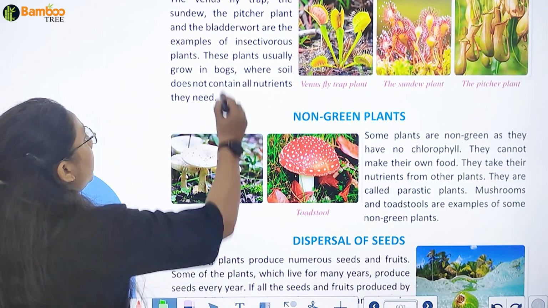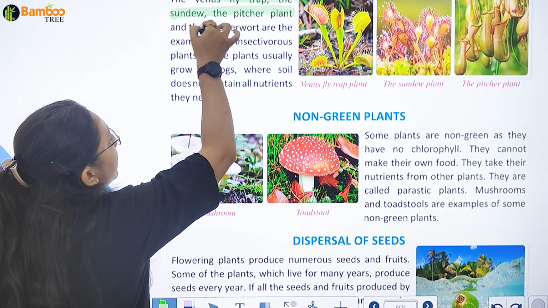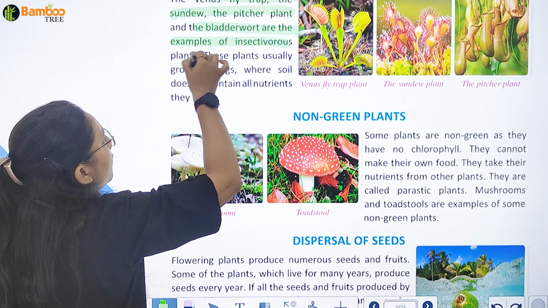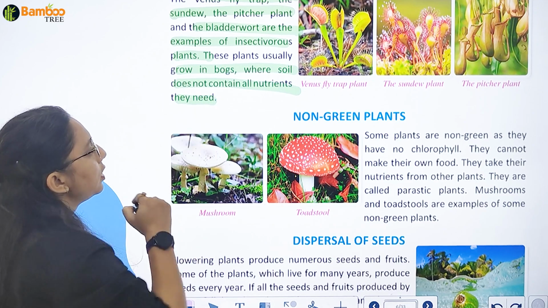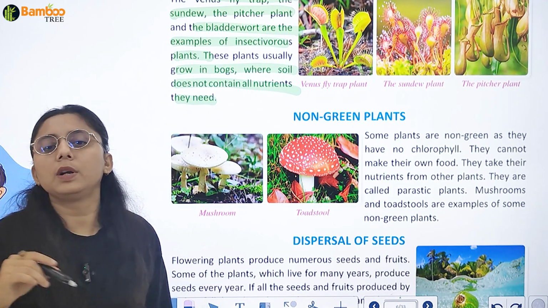Now the Venus flytrap, sundew, pitcher plant and bladderwort are examples of insectivorous plants. They are usually grown in bogs where soil does not contain all nutrients. जहाँ पे soil के पास सारे nutrients नहीं.